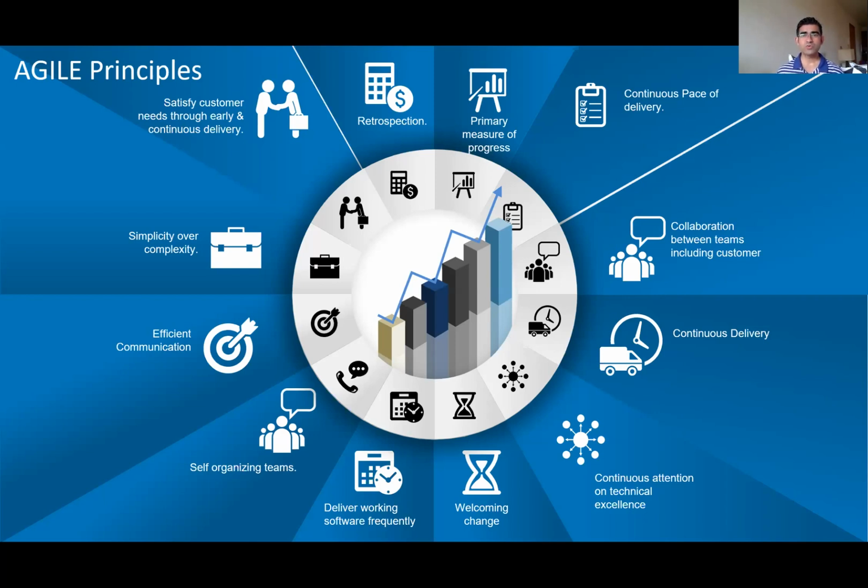But there is no one micromanaging the team, saying someone do this, someone do that. It would be everyone's responsibility. Again, I said that efficient communication is a part of Agile principles.